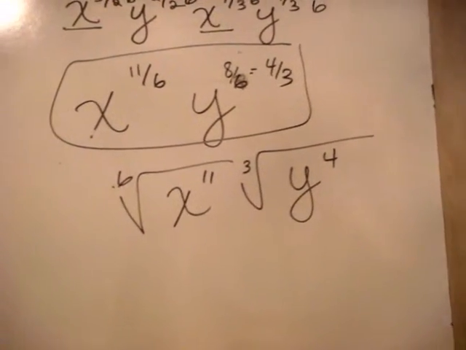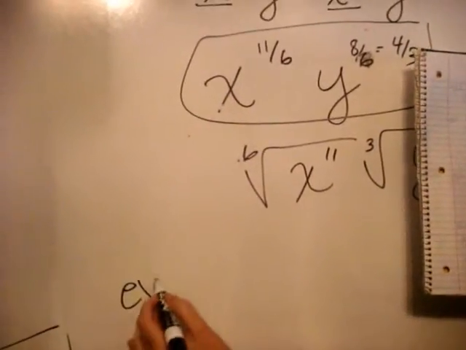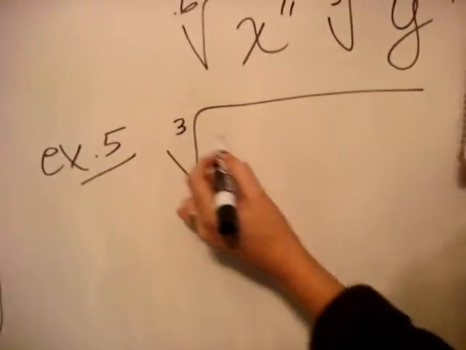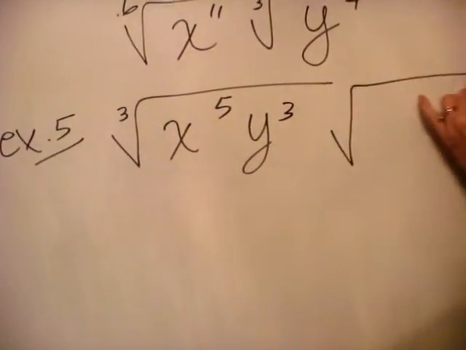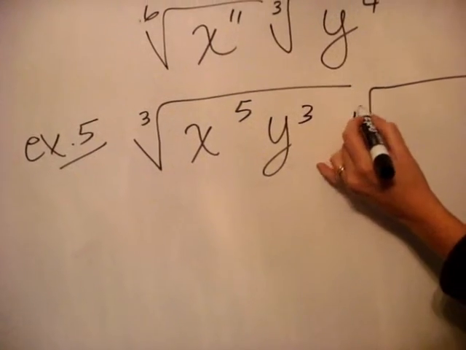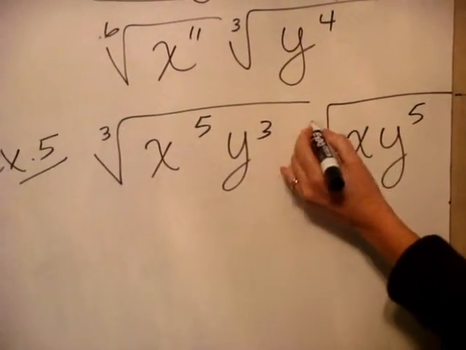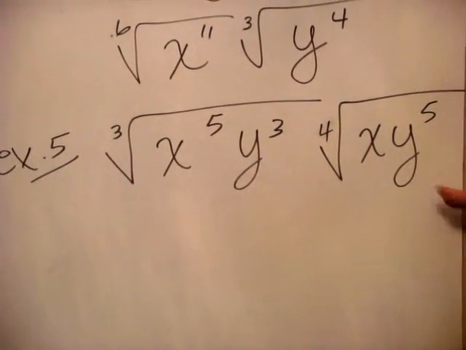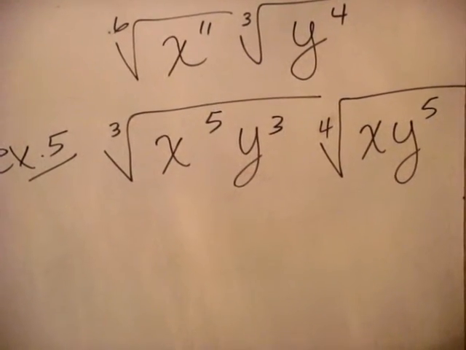Okay, we just have one more problem. Hopefully this won't be too complicated. So this is the final one, example 5. The cube root of x to the 5th, y to the 3rd, times the 4th root, oops, I just wrote it on the wall, of x, y to the 5th. Now, you could stop the video right now and try this, and then see if you get it right. That would be a good thing to do.